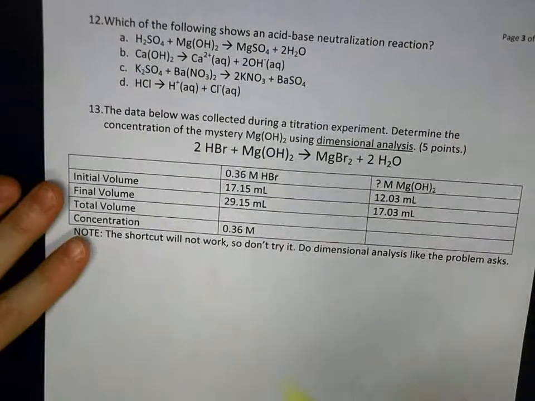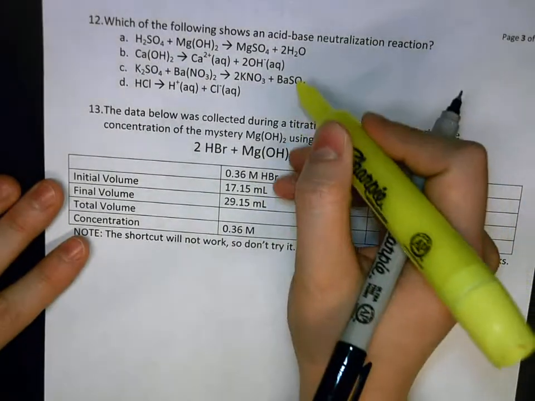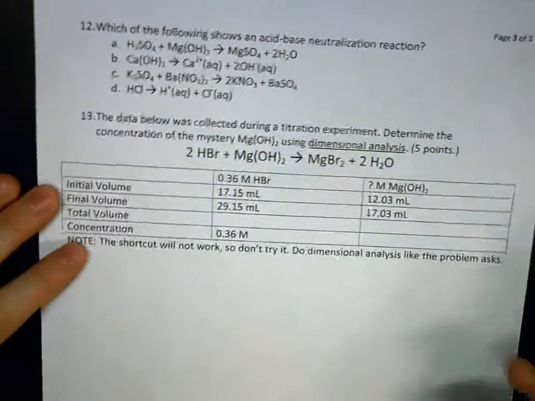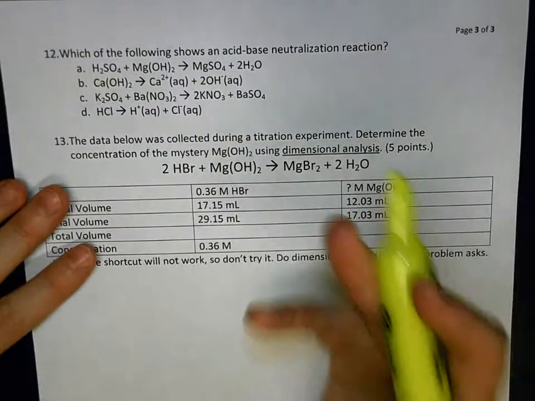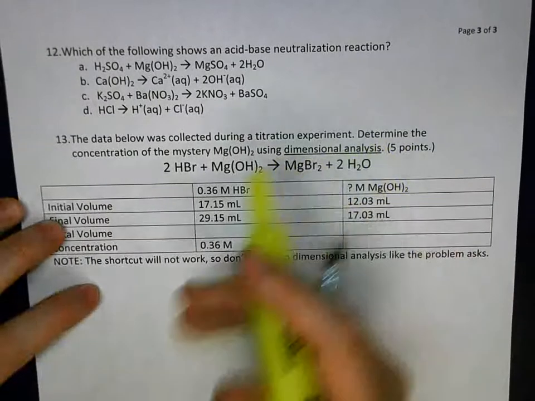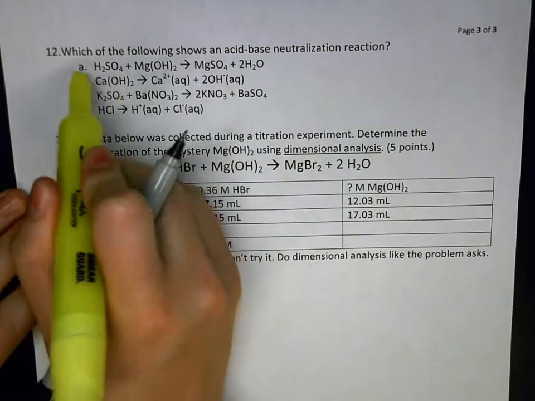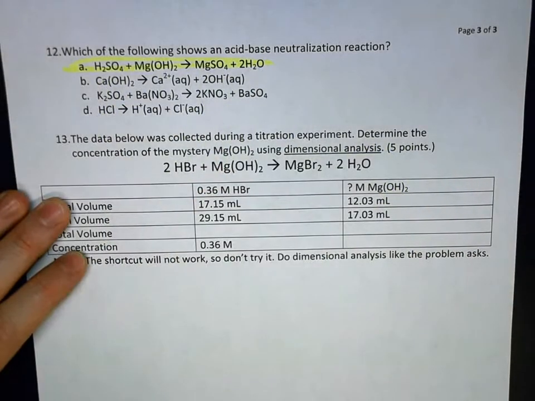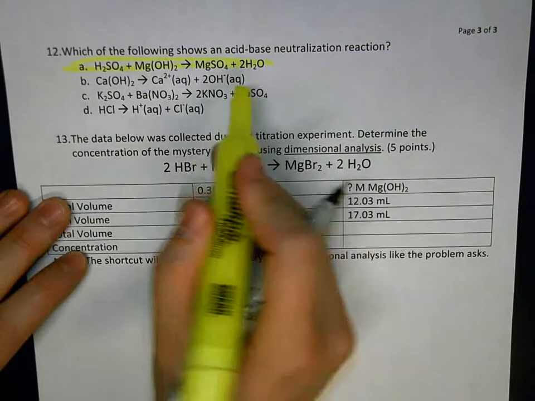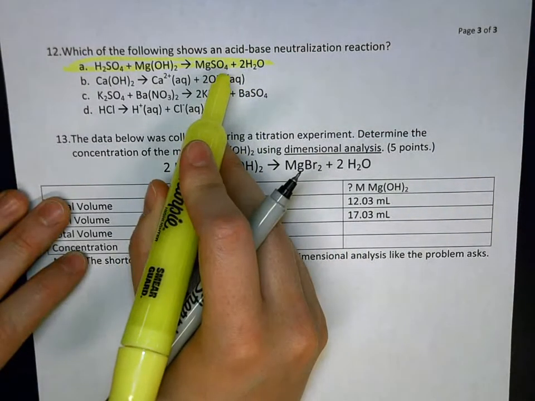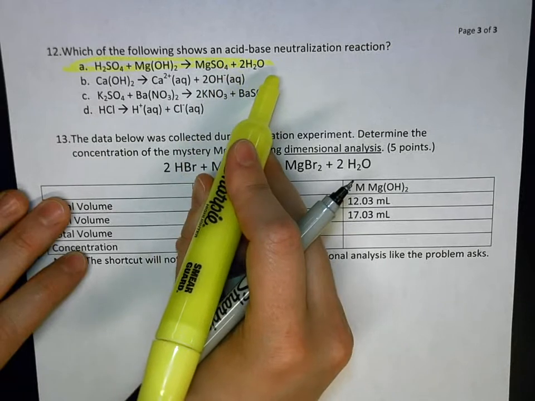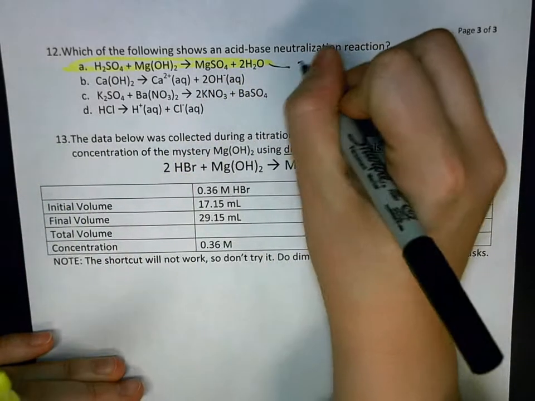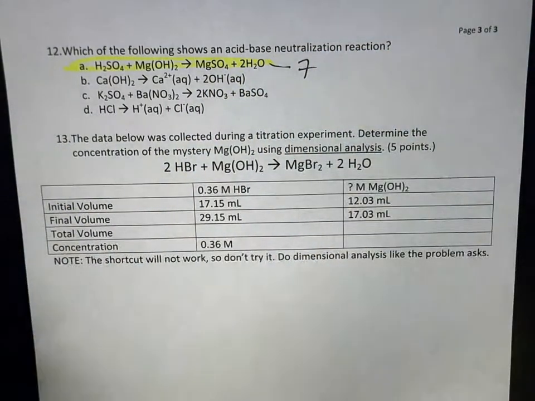Let's look at number 12. Which of the following shows an acid-base neutralization reaction? For one, you need an acid and you need a base. Acids start with hydrogen, bases end with hydroxide. That's the only one that shows that. You're also going to get a salt, which has no effect on the pH, and water. And the pH of water is 7. So that's neutralization.